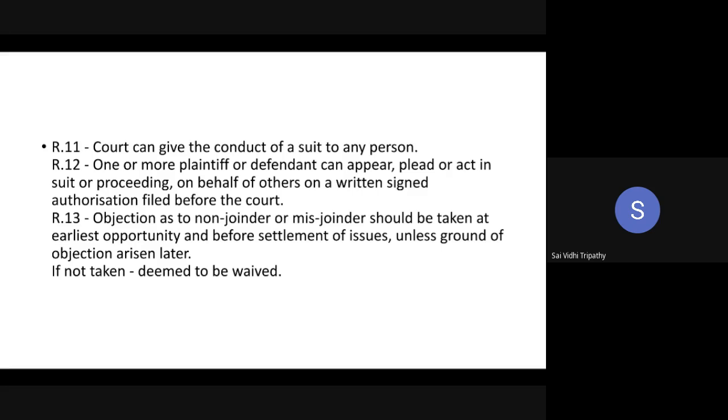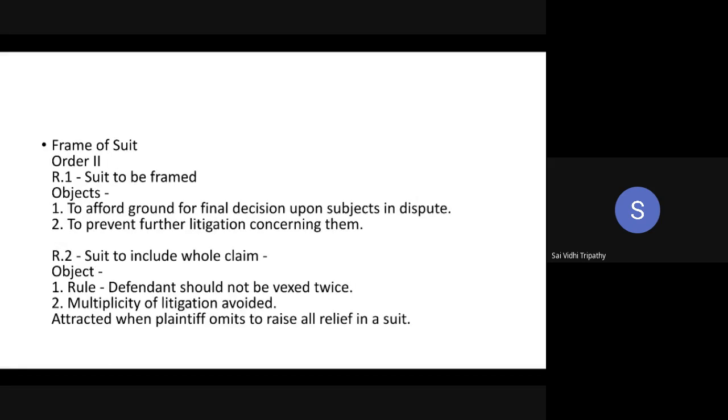and before settlement of issues, unless the ground of objection has arisen later. So this completes our discussion on Order 1. Now we'll move to Order 2, that is, frame of suit. So now we studied pleadings, how a plaint is written, how a written statement is filed, how then we studied the set off and counter claim if any can be claimed against that plaint, then we studied who are the parties to the suit and how they will be added and how a misjoinder and non-joinder affects. Now we'll go to the frame of suit.